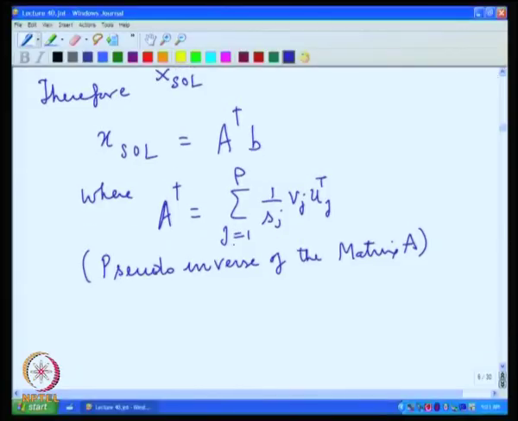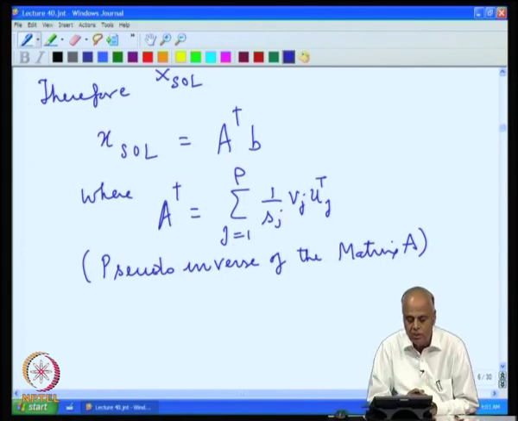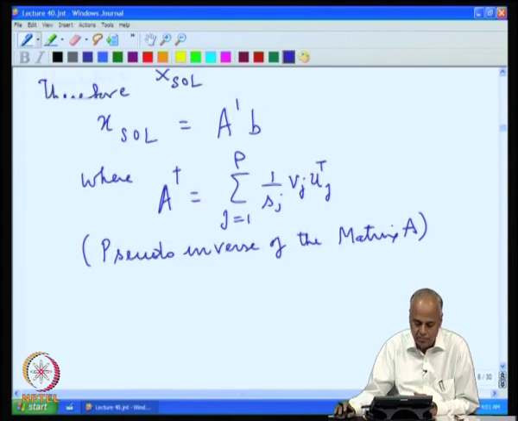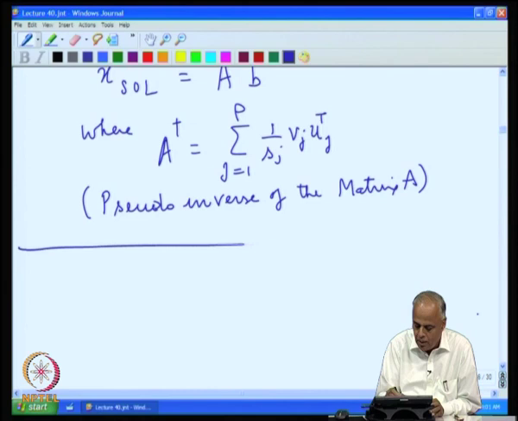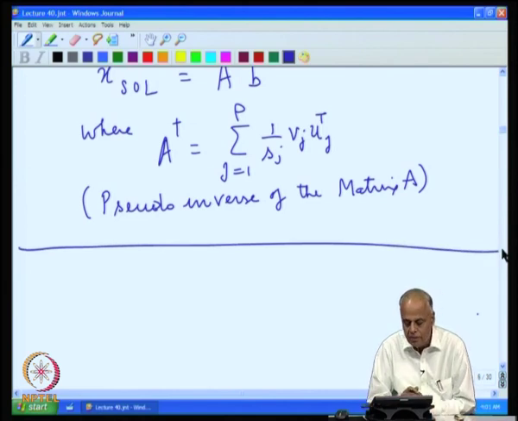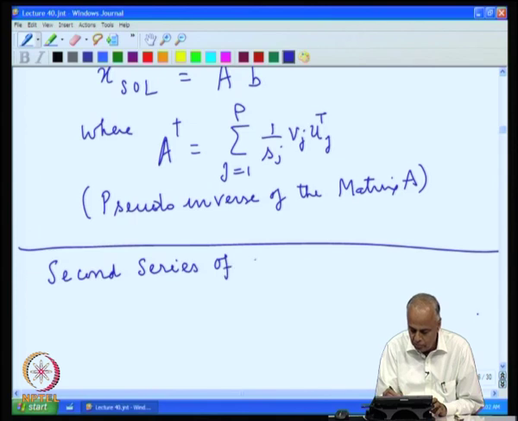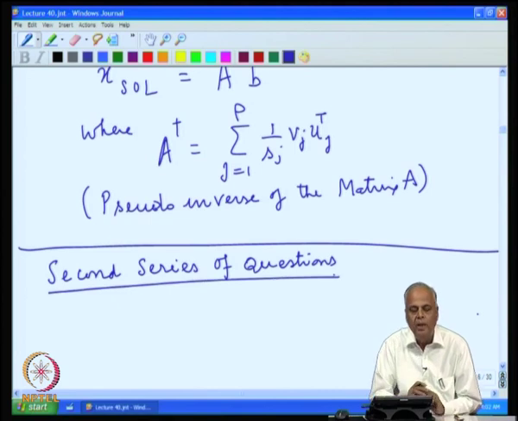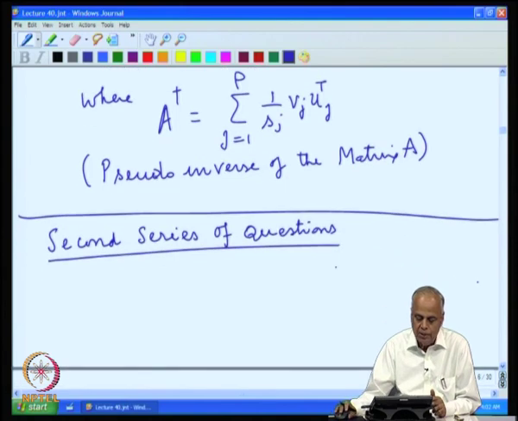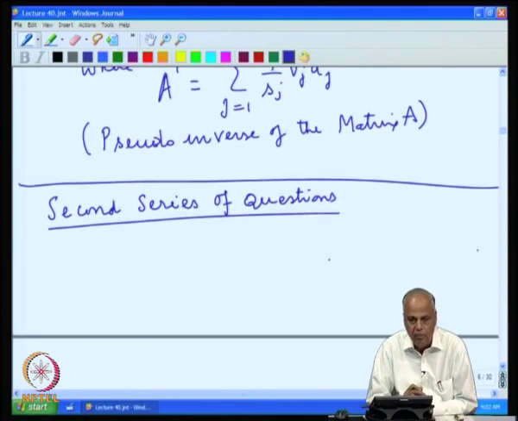Of course, the summation will depend on what the rank is. If rho equal to n, A dagger will have n terms. If rho is less than n, A dagger will have less than n terms. That was, as I said, the first series of questions. Then we raised a second series of questions. Now that we have seen that during the course we have found the answers to all the questions in the first series of questions, the second series of questions that we raised were the following.